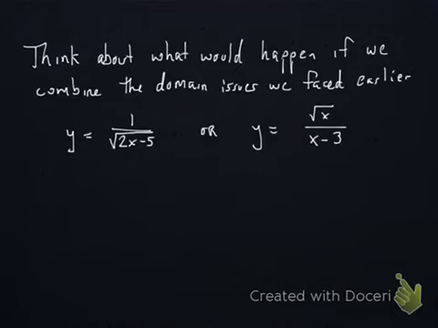Now it's your turn to practice. Try to find the domains of these two relationships. So it's a combination of issues that we faced earlier. In the first one, we have a fraction with a square root in the denominator, and in the second one, we have a fraction with a square root in the numerator and some issues possibly arising in the denominator.